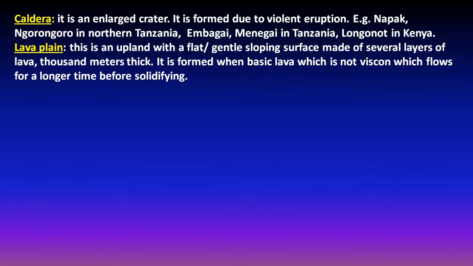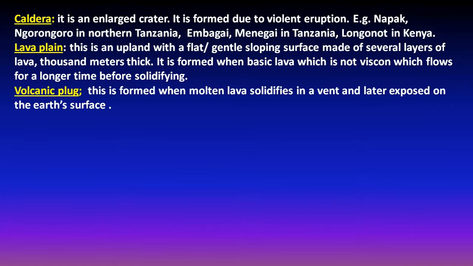Hope we're together. We move on. Next we have the volcanic plug. This is formed when molten lava solidifies in a vent and is later exposed on the earth's surface by processes of erosion, denudation. So it is formed within, but later exposed.